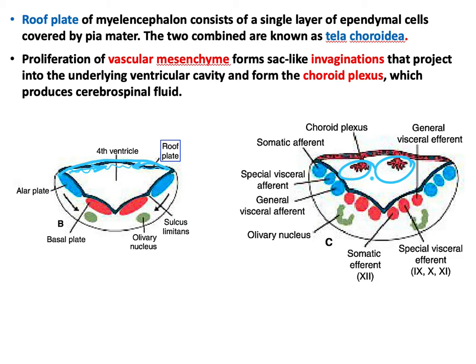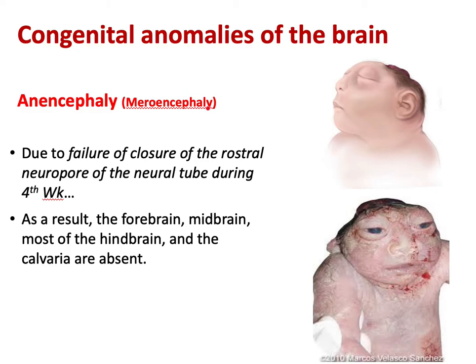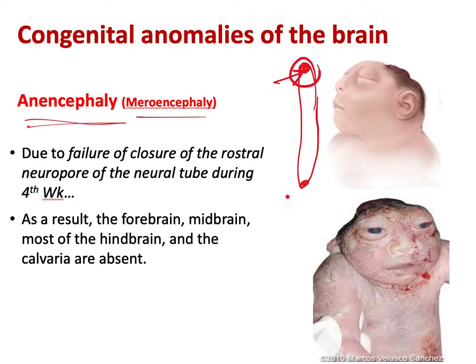Finally, let us take a couple of examples about congenital anomalies of the brain. The most common one, although it's rare, but well known, is anencephaly or microcephaly. Anencephaly occurs, if you remember the neural tube, my friend, it has a rostral neuropore and a caudal neuropore. Failure of closure of the rostral neuropore during the fourth week will lead to absence of the brain vesicles. That means the newborn has no forebrain or midbrain or most of the hindbrain, and also mainly the calvaria is absent.